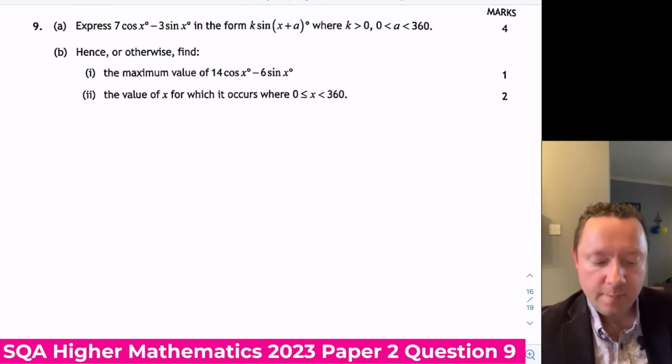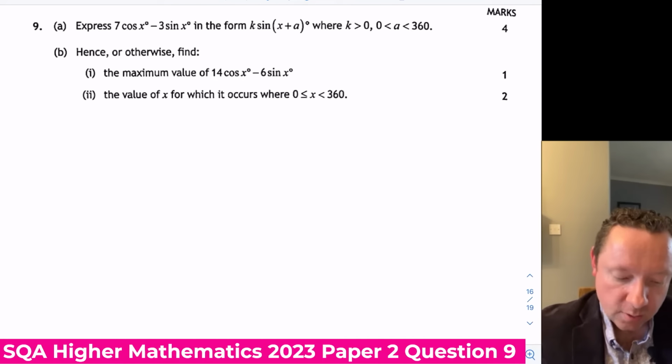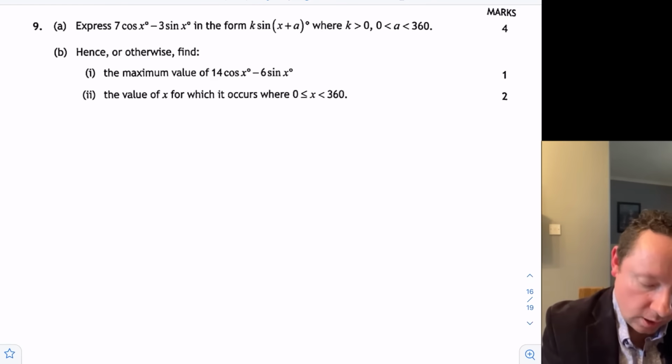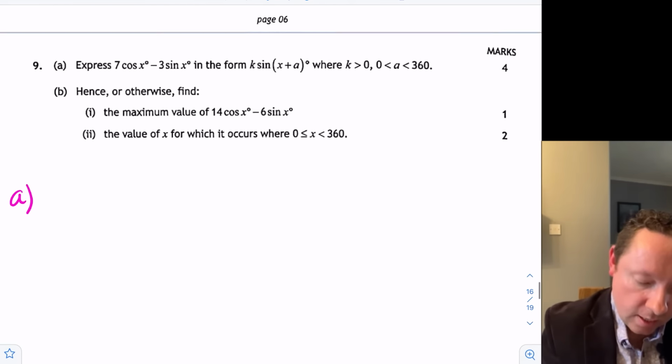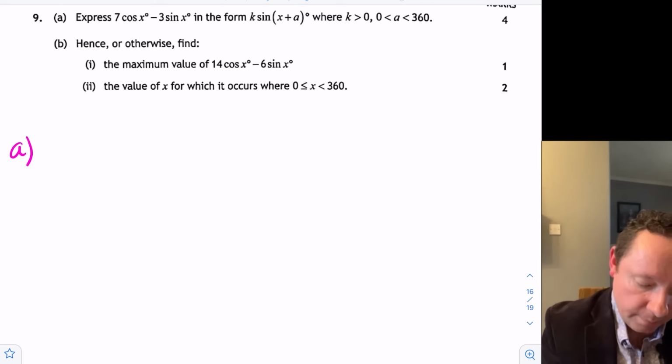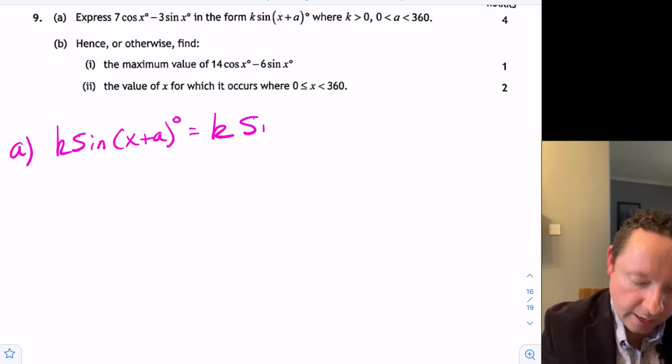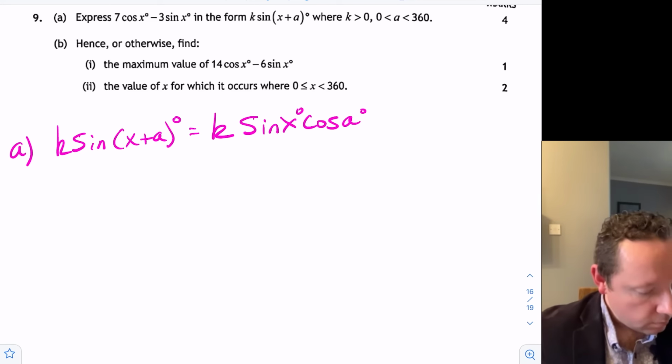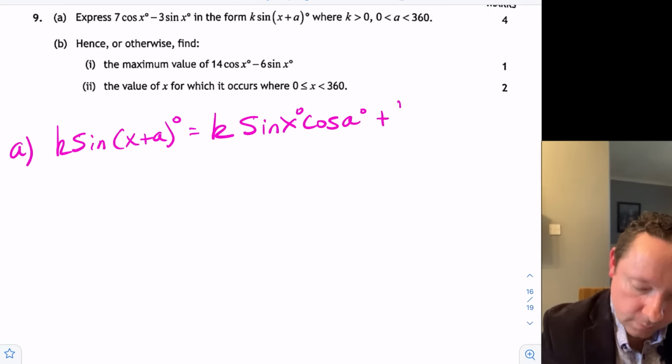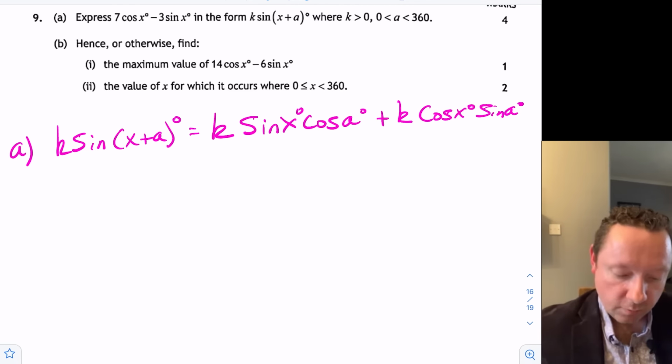SQA Higher Maths 2023, paper 2, question 9. Express 7 cos x minus 3 sin x in the form k sin(x plus a), so the wave function. So let's start off with expanding this. You've got k sin(x plus a). So from the start of the exam paper, that's k sin x cos a plus k cos x sin a, and then we're just equating the left hand side with the right hand side from the start of the question.